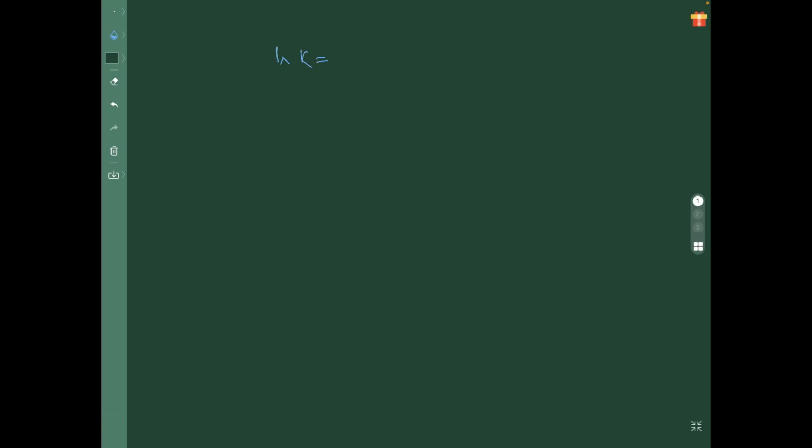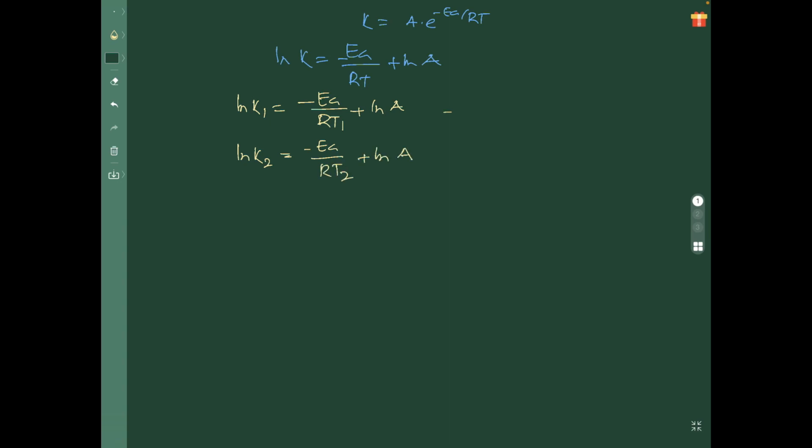ln K is equal to minus Ea by RT plus ln A. This you can write from K is equal to A e to the power of minus Ea by RT, on applying ln. This we will apply for two different temperatures. ln K1 is equal to minus Ea by RT1 plus ln A. ln A won't change, because A is the Arrhenius factor, it is not changing. ln K2 is equal to minus Ea by RT2 plus ln A. Now this is expression 1, this is expression 2, expression 2 minus 1.